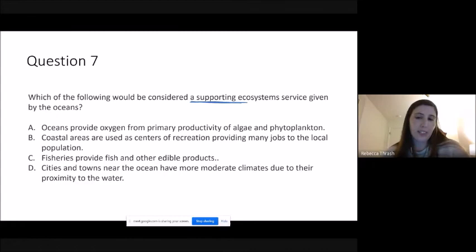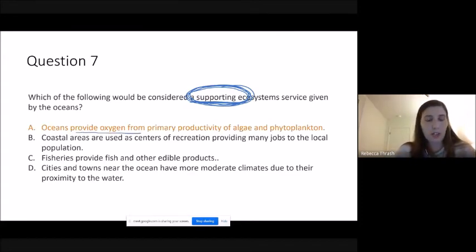So of all of these things, which sounds like it's basically vital to everything else that's happening in the ecosystem? That's going to be oxygen production. Now, B is an ecosystem service, but it's a cultural service. C, that is a provisioning service. And D, that is a regulating service.